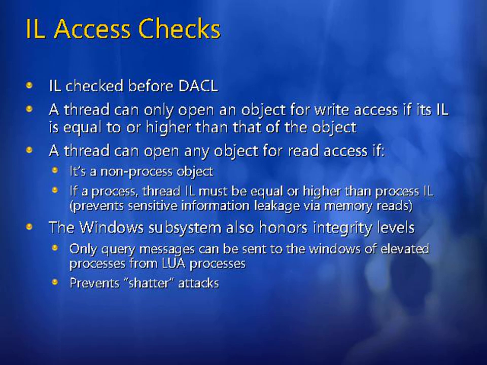Now, how do those integrity levels work with the access check? Before the standard Windows security access check even occurs, this new integrity level access check takes place. And the way this works is that a thread can only open an object for write access if that thread's integrity level is equal to or higher than that of the object. So something running at medium can only modify medium and low objects, for example. A thread can actually open any object for read access, though, if it's a non-process object. So even a medium thread could open an object marked as high, unless that object is a process or a thread or a token.